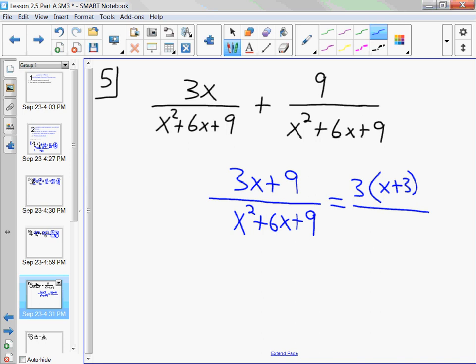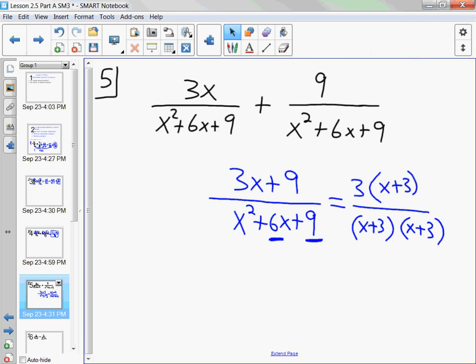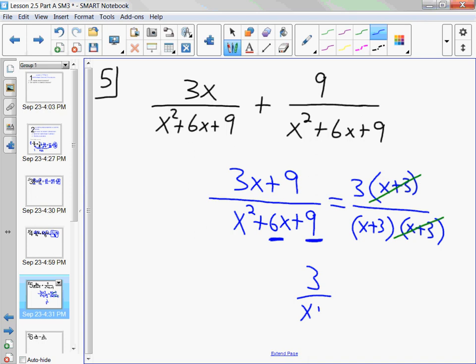Also, on the bottom, I'm looking for two numbers I can multiply together to get this 9, and when I add them together, I get 6. I think some of you guys know that answer. That is x plus 3 times x plus 3. 3 times 3 is 9. 3 plus 3 is 6. Well, the x plus 3's cancel out, and my answer is 3 over x plus 3. That is it. Nothing else cancels.